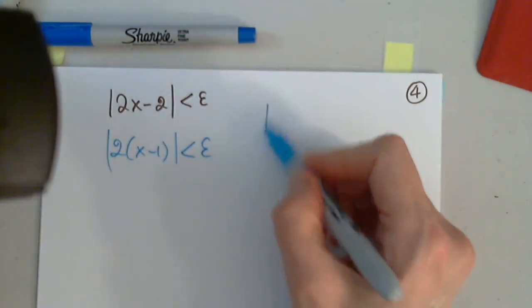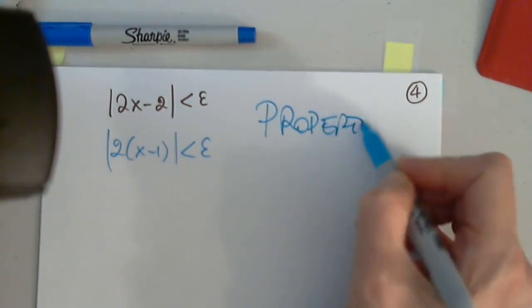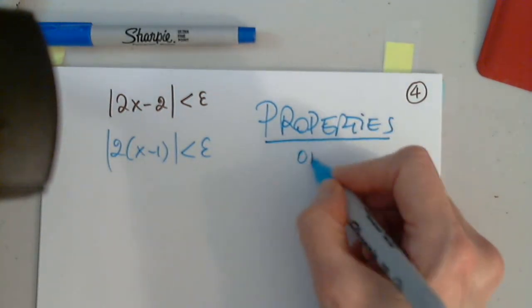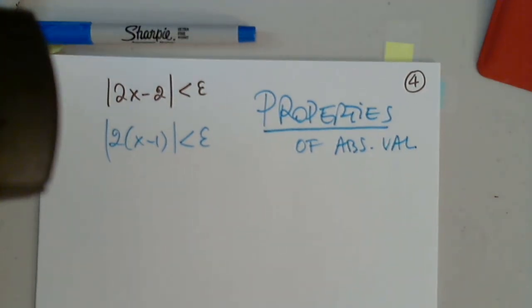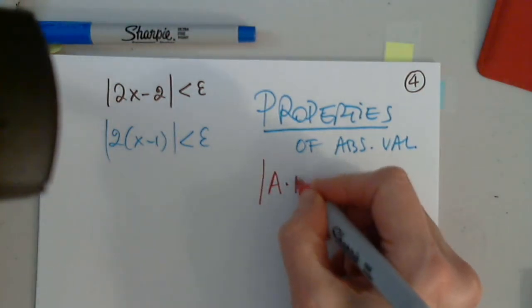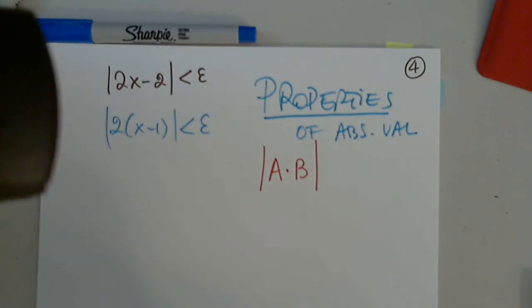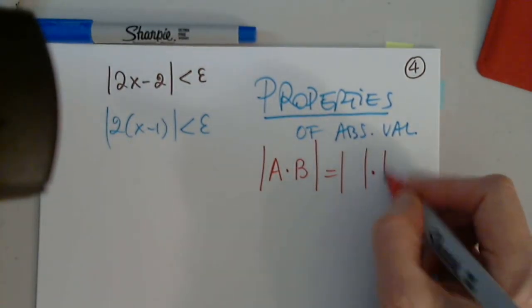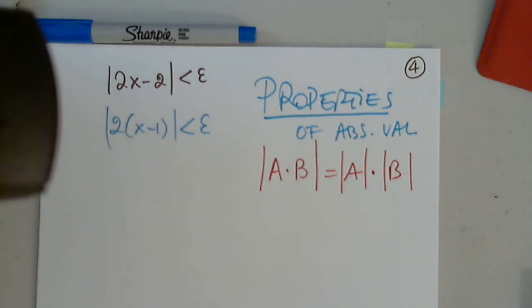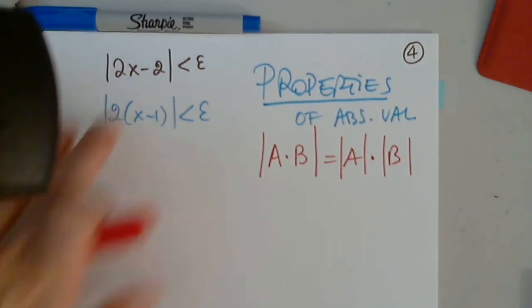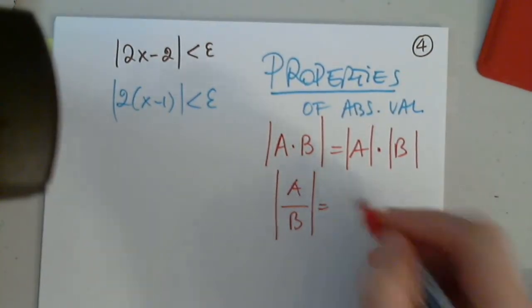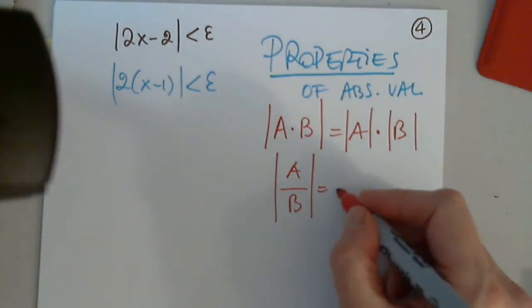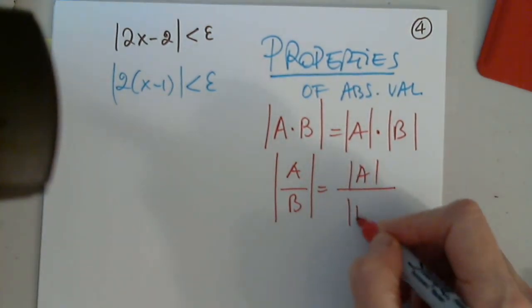So there are two properties of absolute value. Because we have to use them, I want to review both of them right now. Here is one. The absolute value of a product is the product of absolute values. Same thing with a ratio. The absolute value of a ratio is the ratio of absolute values.